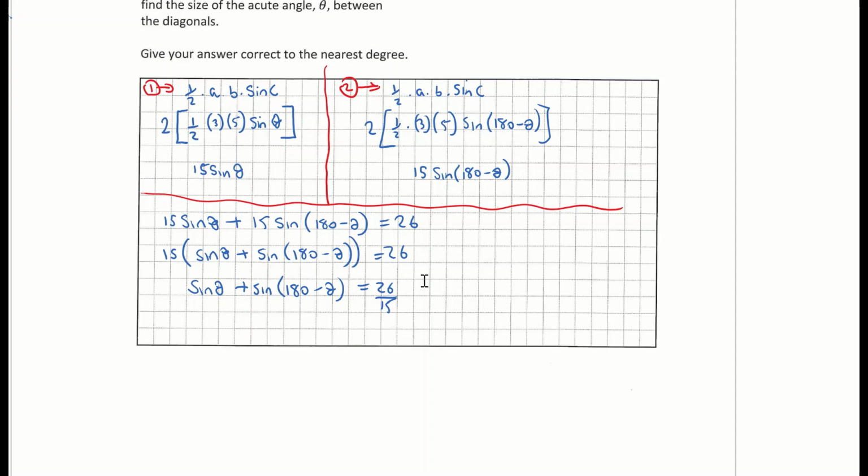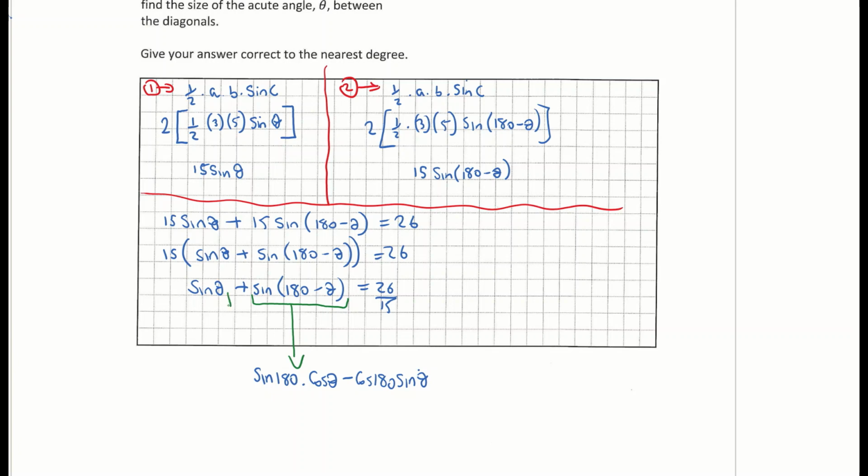What else can I do? I'm going to go to my log tables now. And from page 14 in my log tables, I can rearrange this. See this part here, sine 180 minus theta. I'm going to change that. That is the same as me going sine 180 times cos theta minus cos 180 sine theta. So that's coming from page 14 in my log tables.